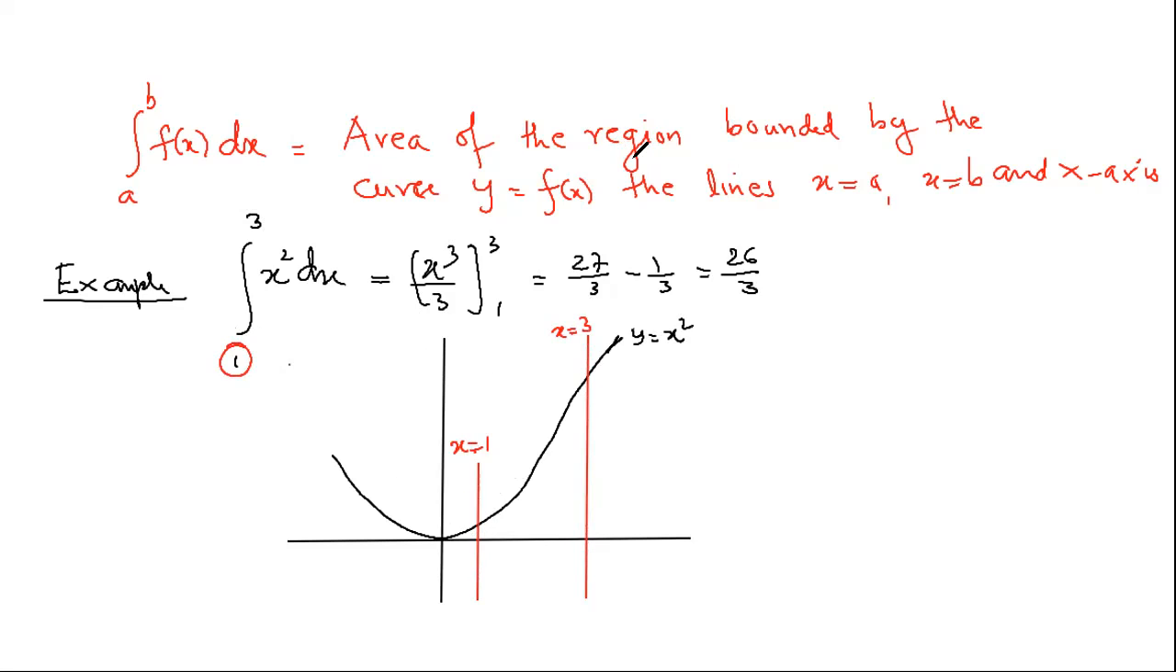Now, which is the region bounded? Up is y equal to x square, down is the x-axis, sides are x equal to 1 and x equal to 3. This is the region bounded by it. And the area of this region is 26 by 3 square unit. I hope you understood. Yes, sir.